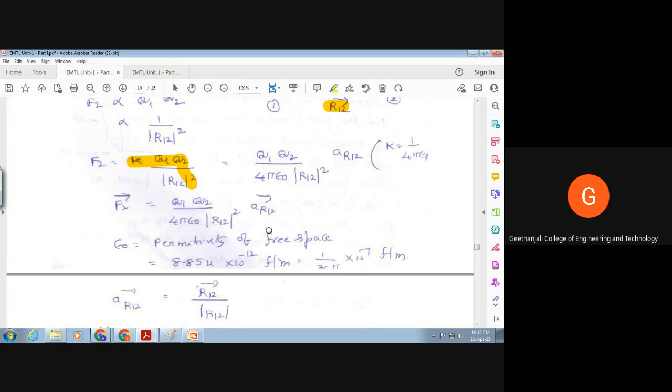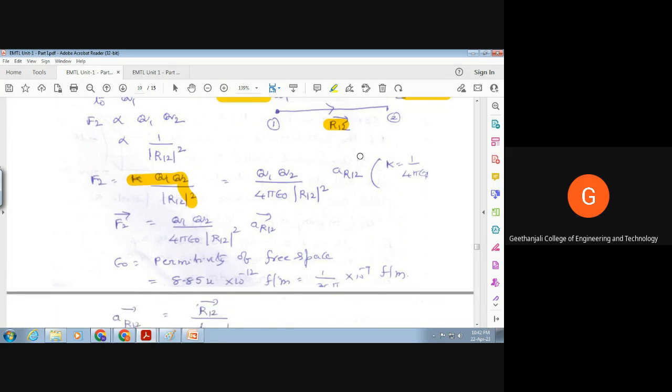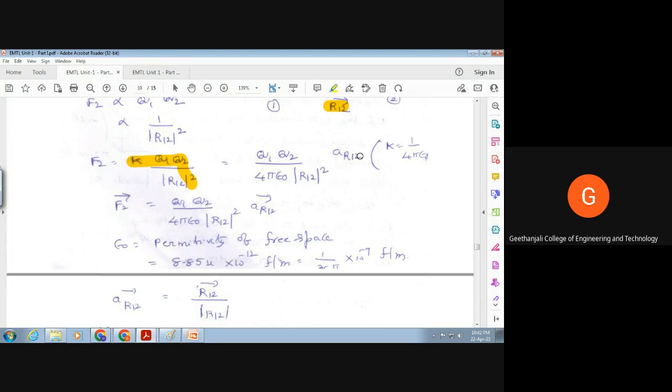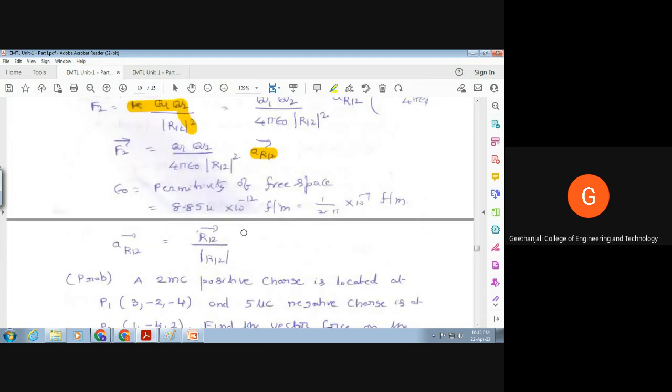The direction of F2 is along the line 1 to 2. That means if I define a unit vector AR12, then that is the direction of the force. So AR12 is equal to vector R12 divided by its magnitude. So the final expression is F2 is equal to Q1 Q2 by 4 pi epsilon naught R12 square. This is the magnitude of the force and the direction is AR12, the unit vector along the line 1 to 2.